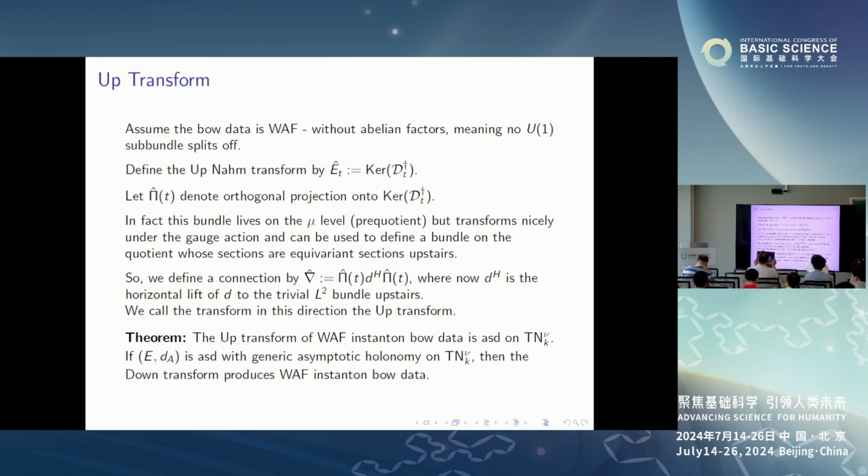So, theorem: the up transform, if we have WAF instanton bow data, gives you anti-self-dual instantons of multi-center Taub-NUT. If, on the other hand, we started off with an ASD connection on Taub-NUT with generic asymptotic holonomy, then the down transform produces WAF instanton bow data. So we do have a complete circle here.